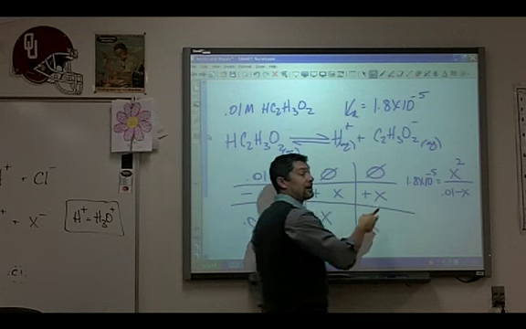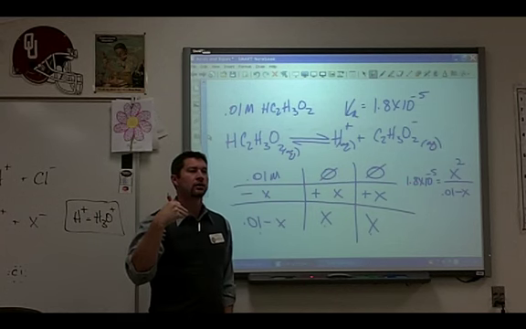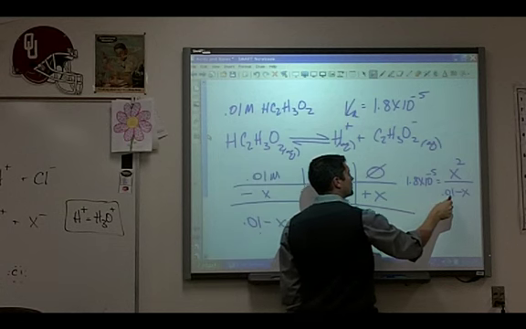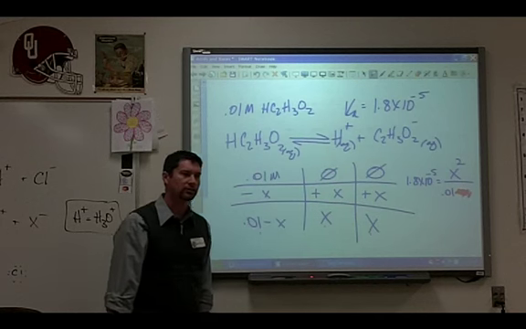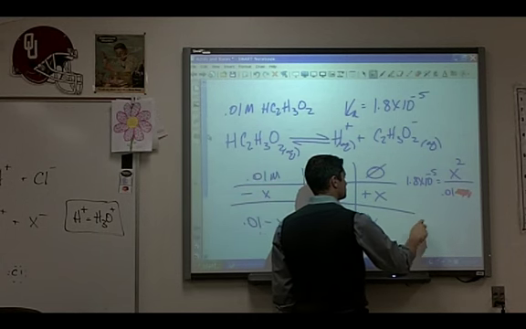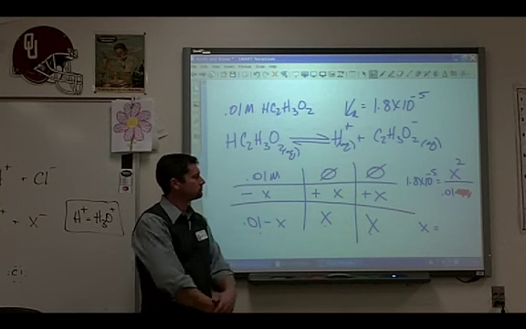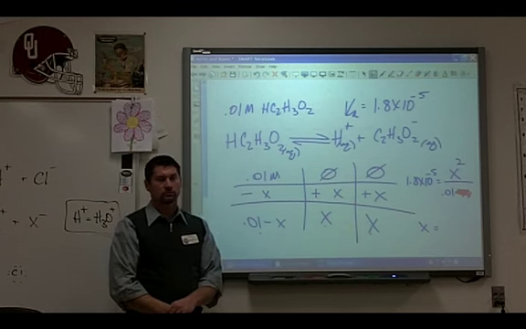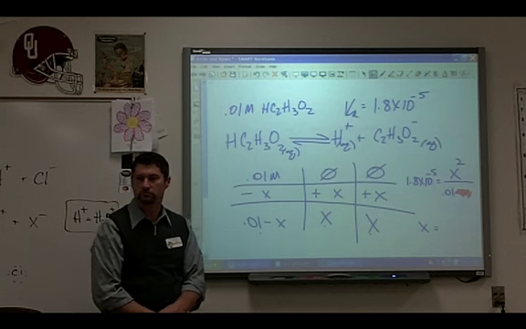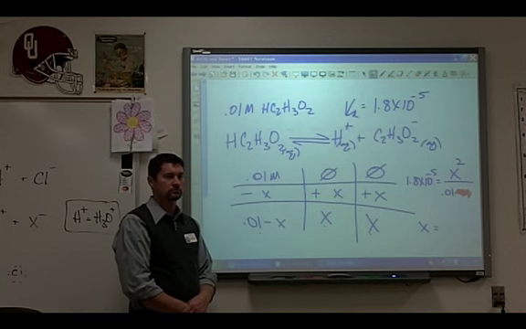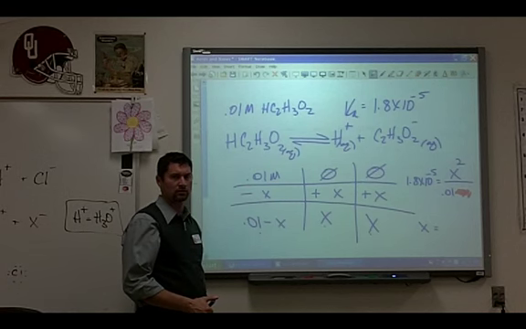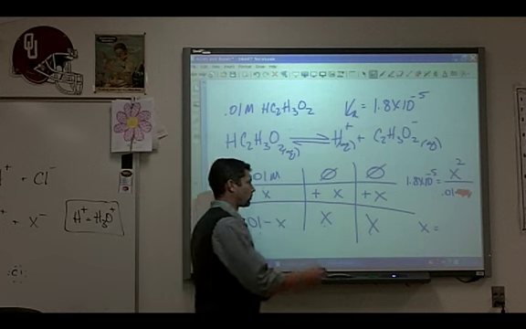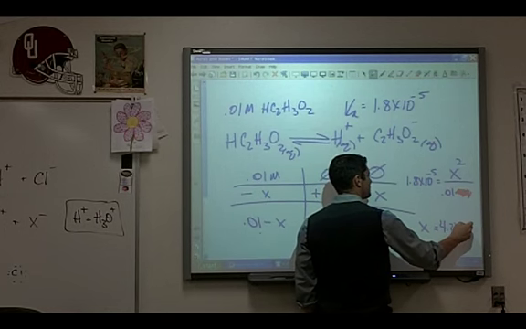This number is smaller than 1 times 10 to the negative 4. So what can we do? Cancel the x. We can do this right here. Okay. All right, solve for x. 4.2 times 10 to the negative 4.